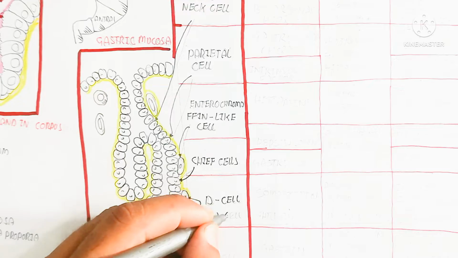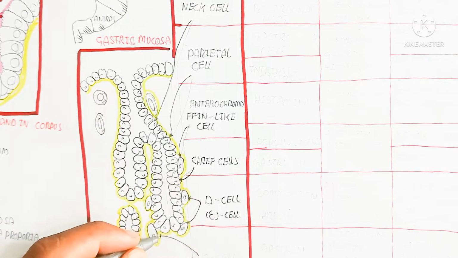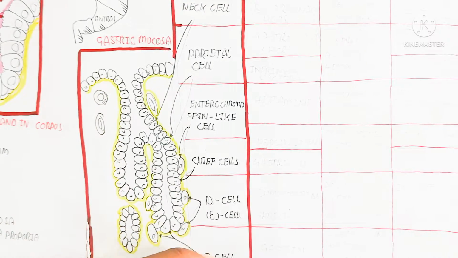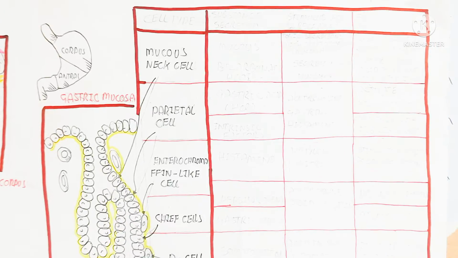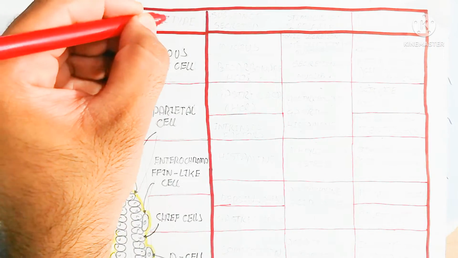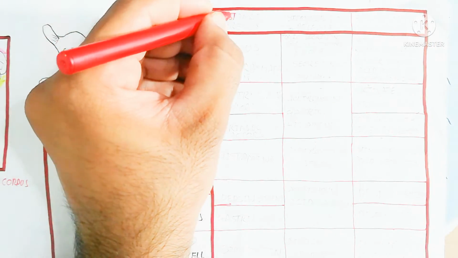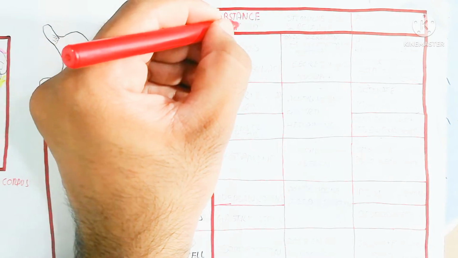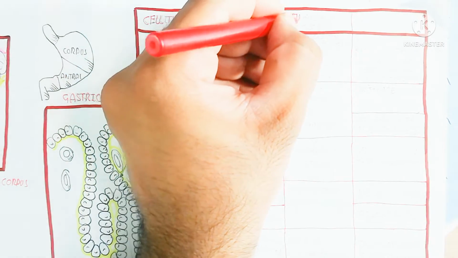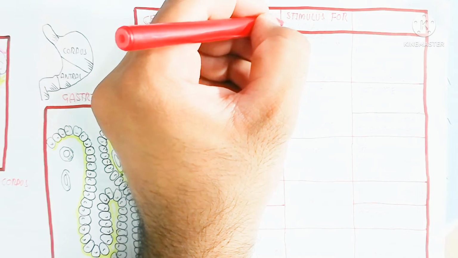These different types of cell are responsible for the production and secretion of substances, the stimulus for release, and the function of secretion. Let's begin to understand one by one the cell type, substance secreted, stimulus for release, and function of secretion.